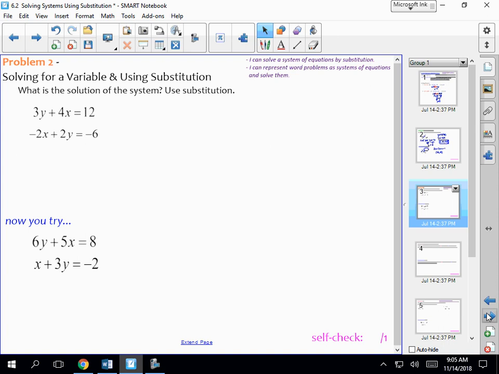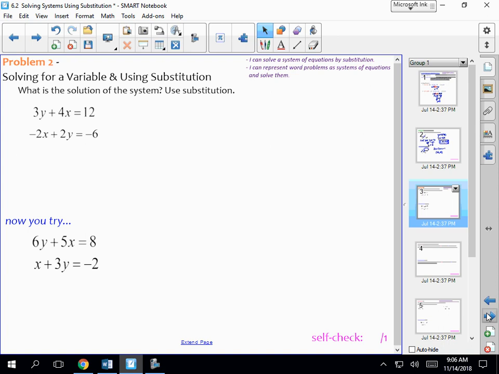Are we supposed to continue on? Yeah, let's go to problem 2 here. So we're going to take it to a little harder level, a little more difficult. If you notice, each of these, neither one is solved for y. That's the difference between this one and the previous example. So this is a little harder.